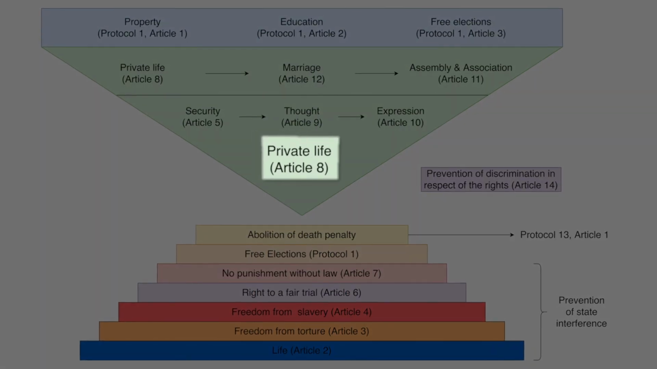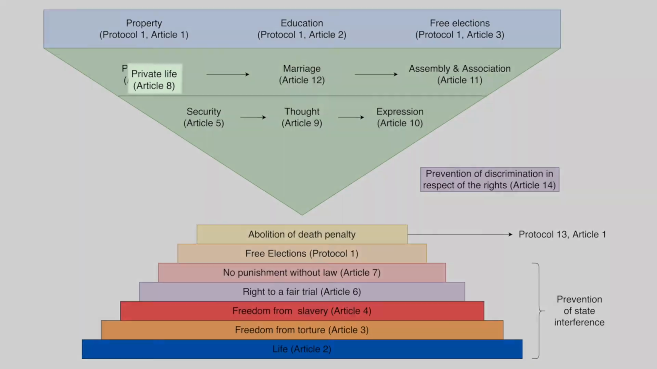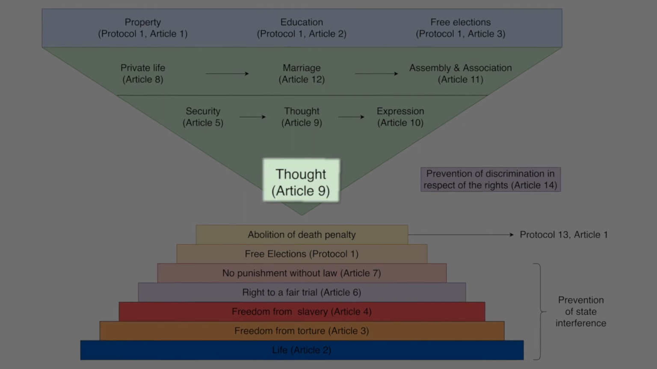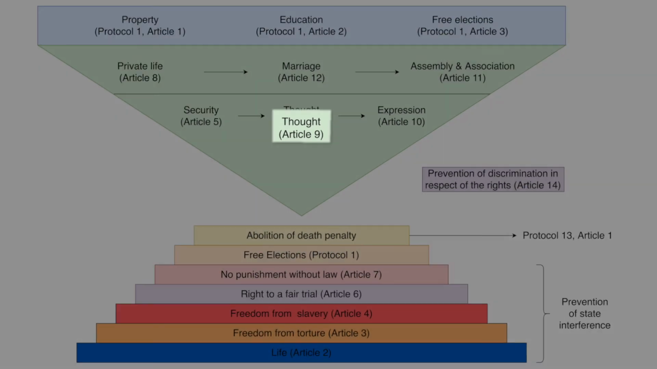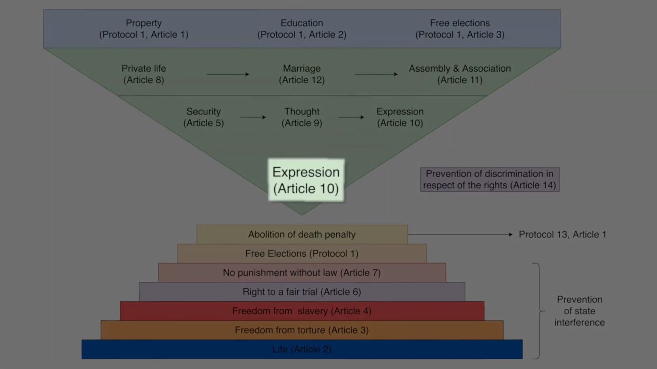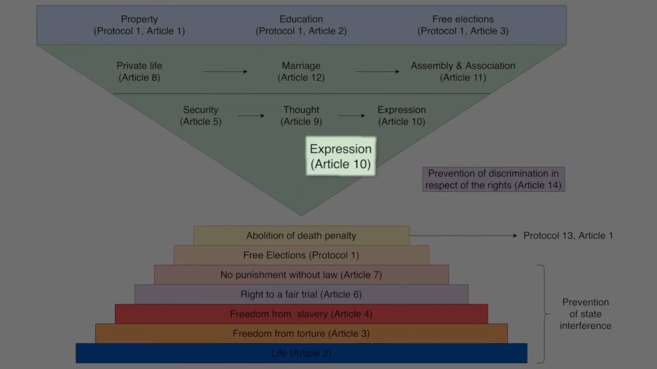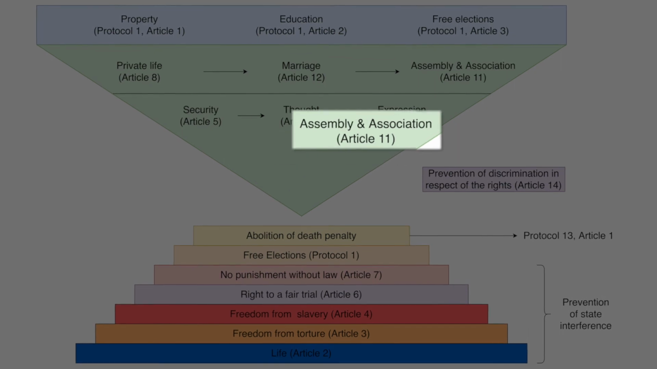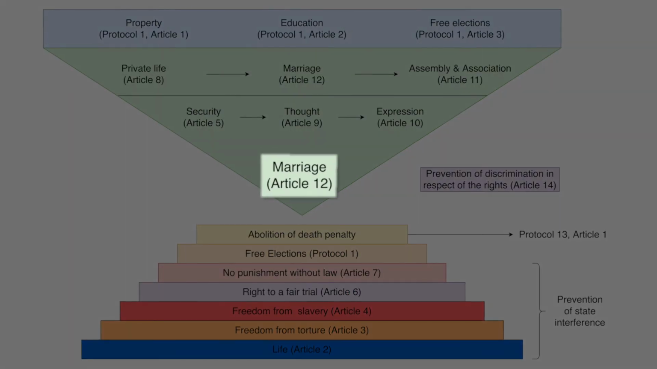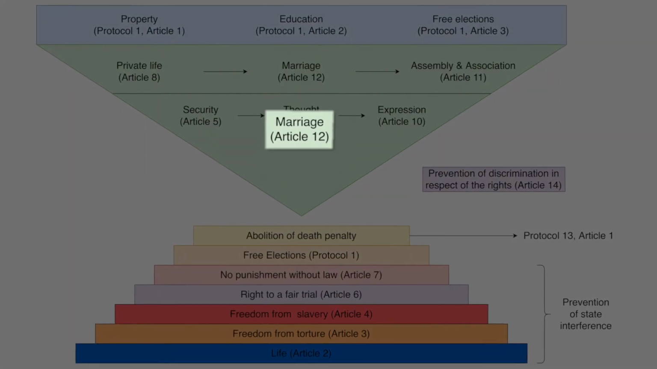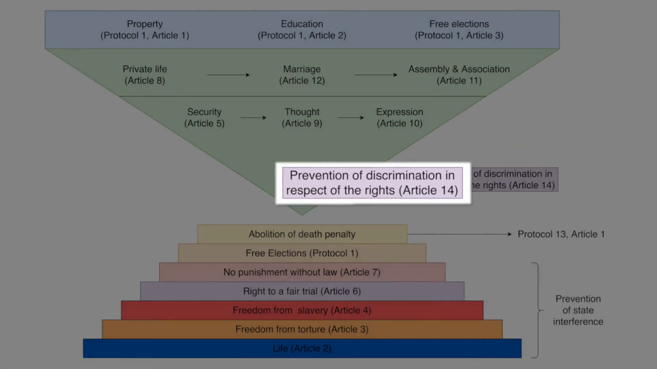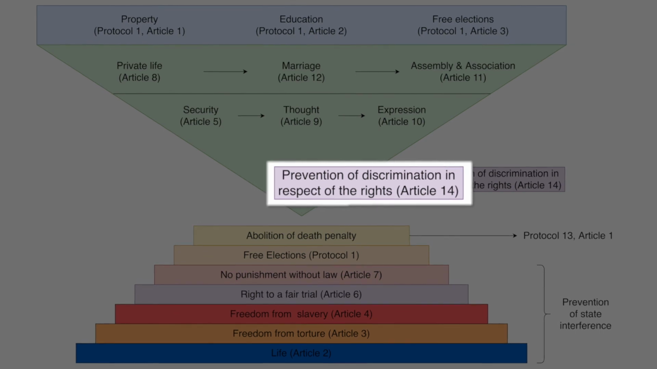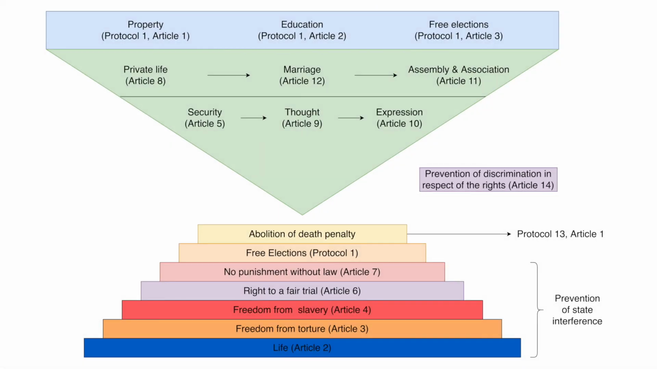Article 8, respect for your private and family life, home and correspondence. Article 9, freedom of thought, belief and religion. Article 10, freedom of expression. Article 11, freedom of assembly and association. Article 12, the right to marry and start a family. Article 14, protection from discrimination in respect of these rights and freedoms.